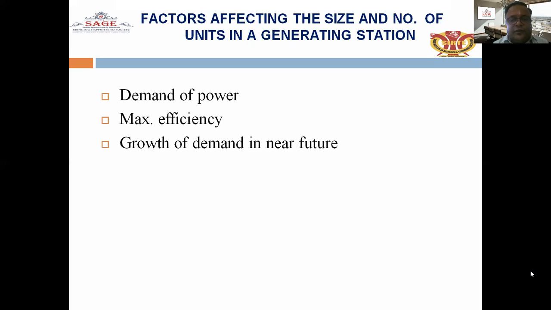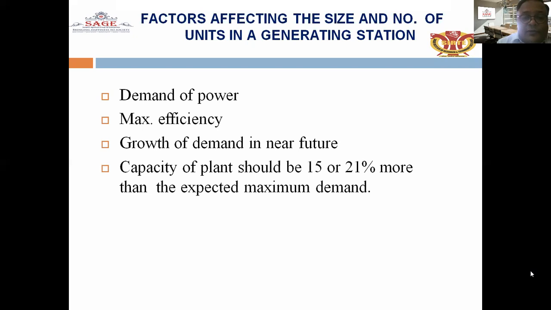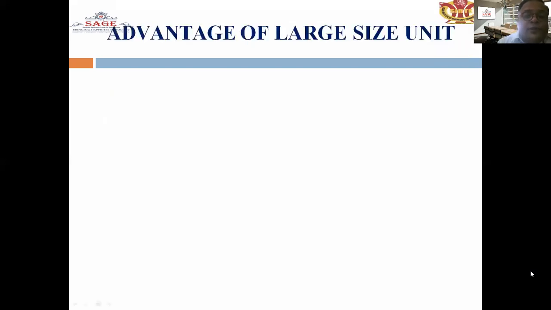Growth of the demand in the near future. If the demand is more in the near future, then the plant location should be optimized. Capacity of the plant should be 15 or 20% more than the expected maximum demand. Plant capacity should be more, expecting the maximum demand of the plant.